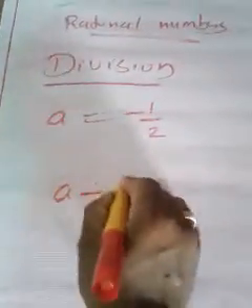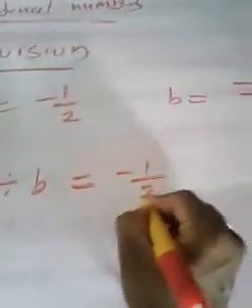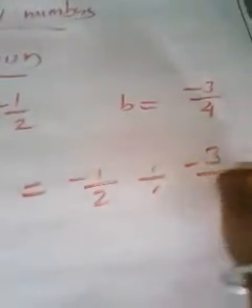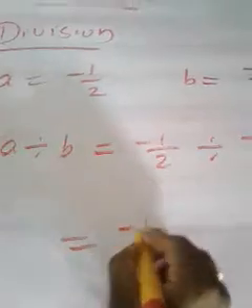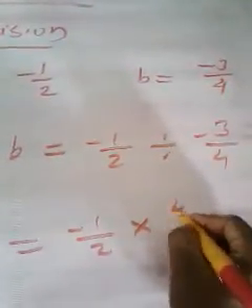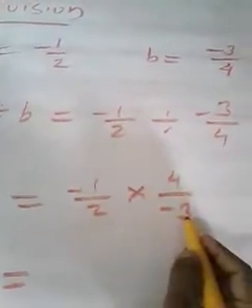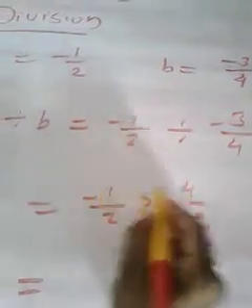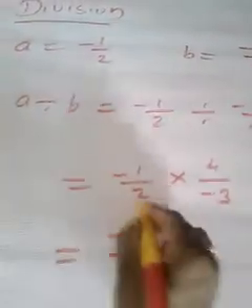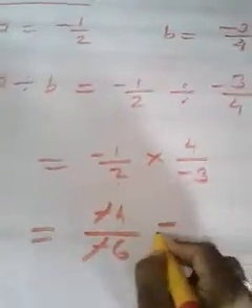Now I have to do A divided by B. What is A divided by B? Minus 1 by 2 divided by minus 3 by 4. So what I have to do? Minus 1 by 2, this division sign becomes multiplication. Minus 3 by 4 reciprocal is 4 by minus 3. Are you following me? Then numerator multiply, denominator multiply. What is minus 1 into 4? Minus 4. What is 2 into minus 3? Minus 6. Both minus will get cancelled. Answer is 4 by 6.